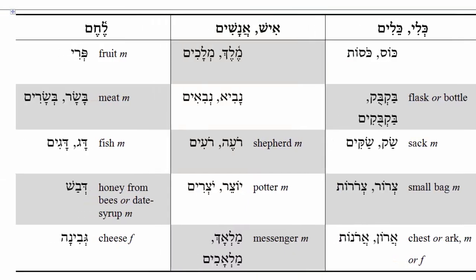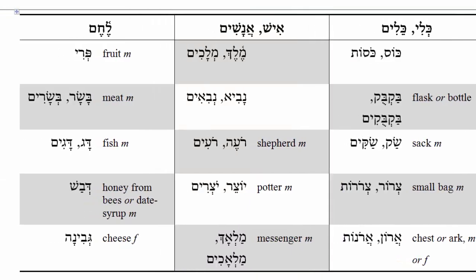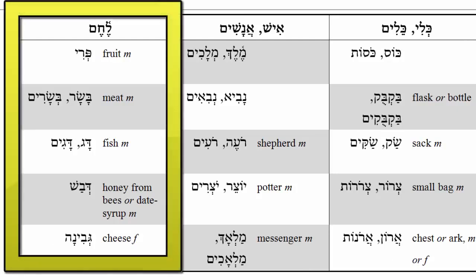The third option for a business role involves commodities of lechem, peri, basar, basarim, dag, dagim, devash, gevina.